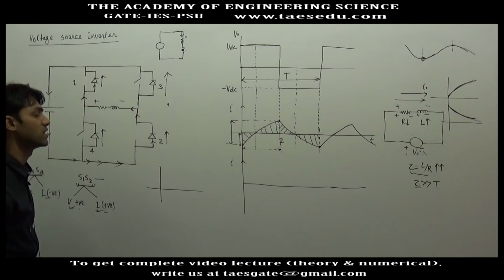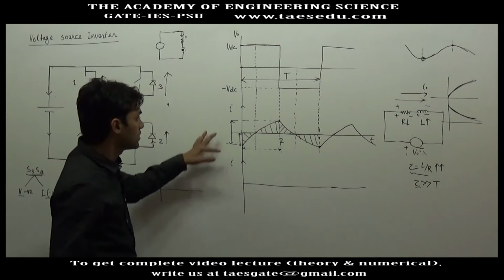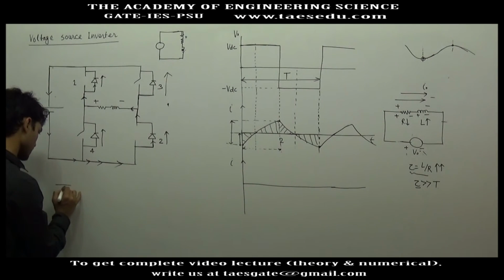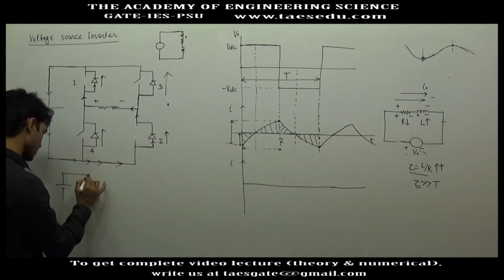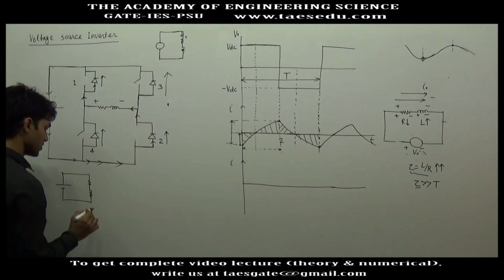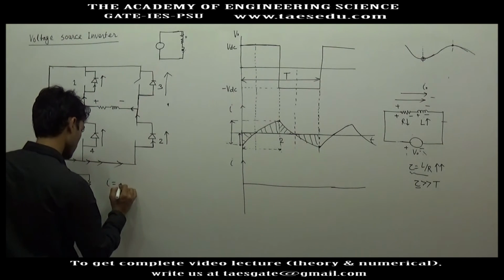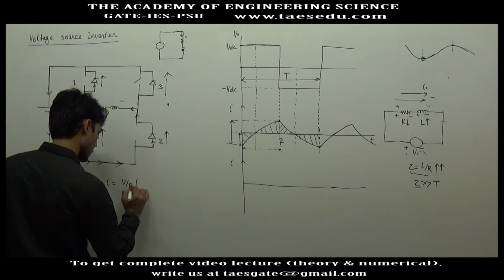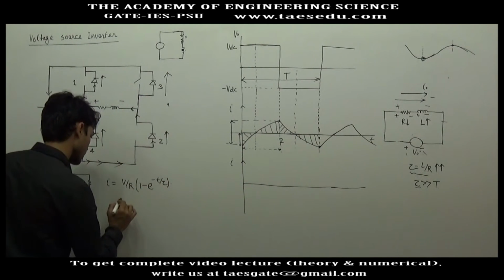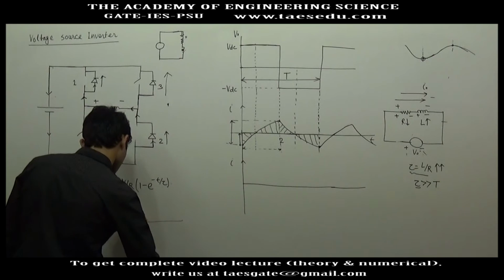Okay, if the time constant is high, this change will reduce. For an RL circuit, let's say you have a voltage source and the RL circuit is connected to this voltage source. The equation of current will be V divided by R into 1 minus e to the power minus t divided by tau. The graph of current will be like this.